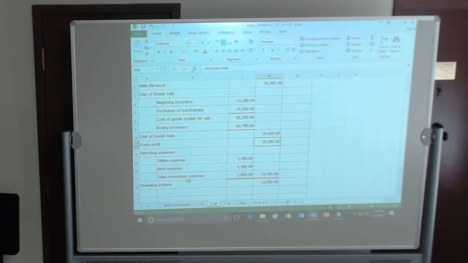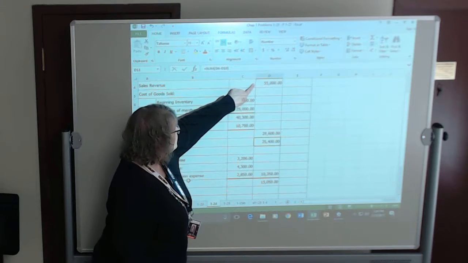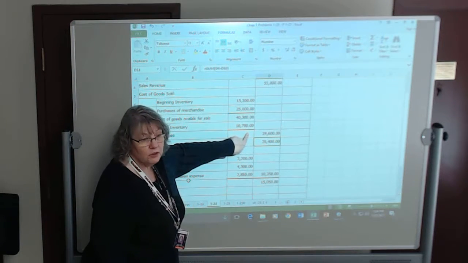Questions, thoughts? Where do you get the gross profit again? The gross profit is the sales revenue minus cost of goods sold.